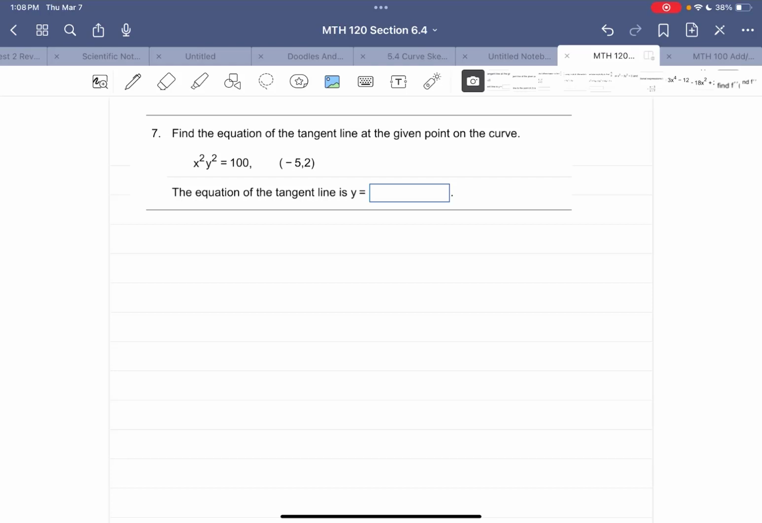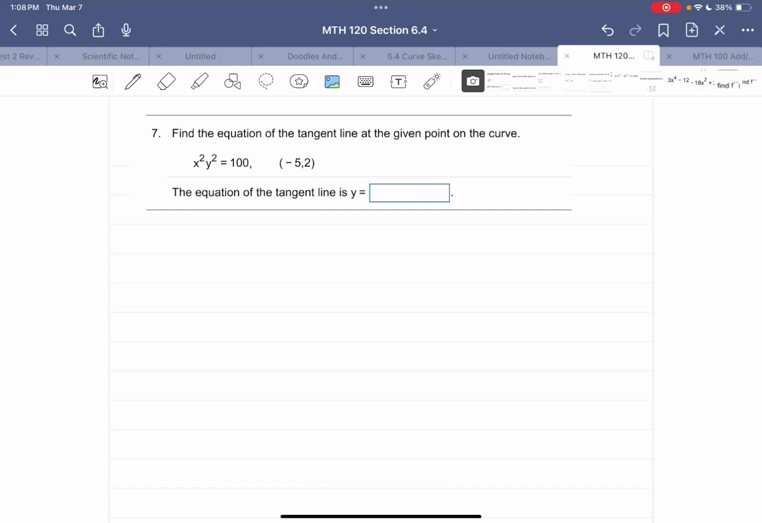Example 7. Find the equation of the tangent line at the given point on the curve x squared y squared equals 100, and the given point is (-5, 2). The equation of the tangent line is found by first finding the slope of the tangent line, and we're going to need implicit differentiation since we have both an x and y variable.